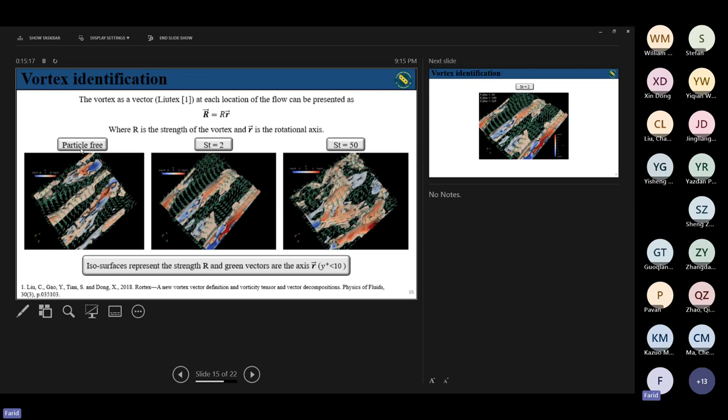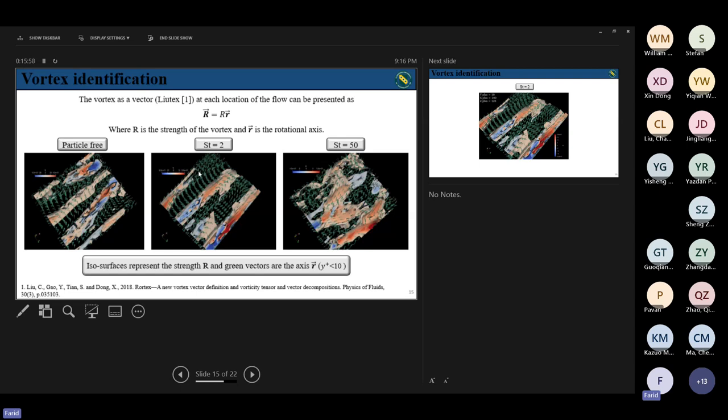First, we have the particle-free flow. In the middle, we have particles with a Stokes number of 2, and at the end, we have particles with a Stokes number of 50. You can see here we have those clockwise and counterclockwise vortices. First of all, I should mention that by adding the particles, the strength of these vortices decreases, as the threshold of these isosurfaces is decreasing. The first one is from minus 40 to 40. The second one is from minus 20 to 20, and minus 10 to 10 for the Stokes number of 50.